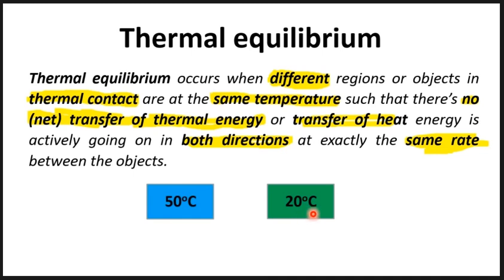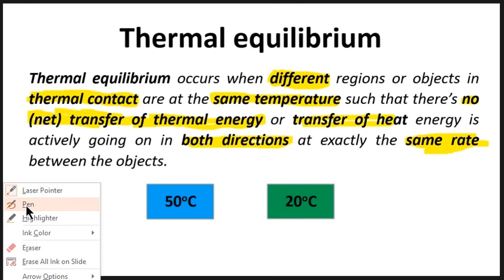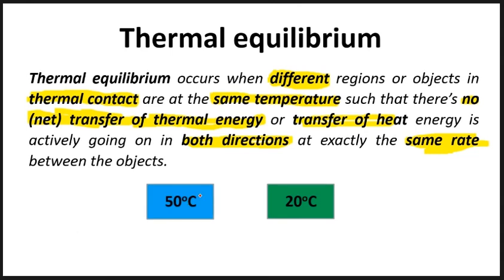But by the time I bring this object in contact with this other object, what is going to happen is that there will be a transfer of some amount of heat or energy from this particular object to this other object. So in other words, this object will transfer heat in this direction to this other object. So there will be transfer of heat in this direction when this object is in contact with this.